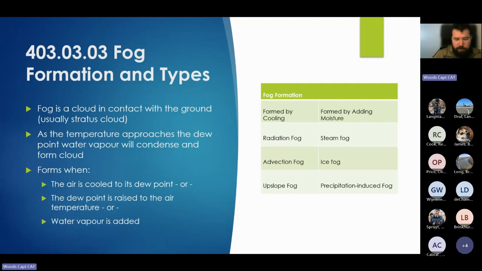So there's a bunch of different types of fog. We will cover all of these in the subsequent slides. The ones that are formed by cooling are radiation fog, advection, and upslope. And the types of fog which are formed by adding moisture are the steam fog, ice, and precipitation induced.